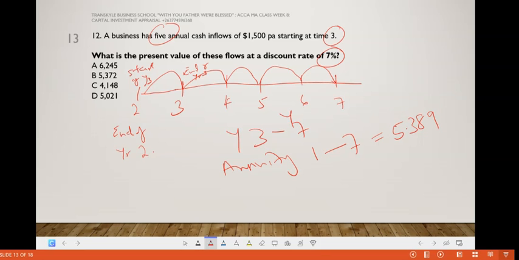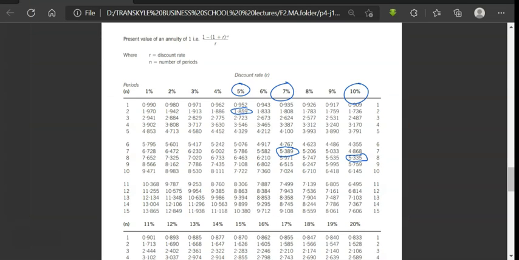All right, but this annuity is starting at the beginning of year 3. Therefore, years 1 and 2 are ignored, but we need their annuity factor as well. So annuity factor 1, 2 at 7%. Let us look for this in the annuity tables. 7% year 2, we are looking at 1.808.